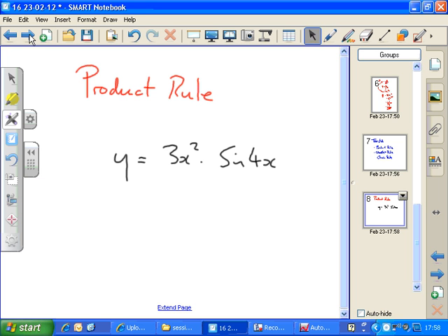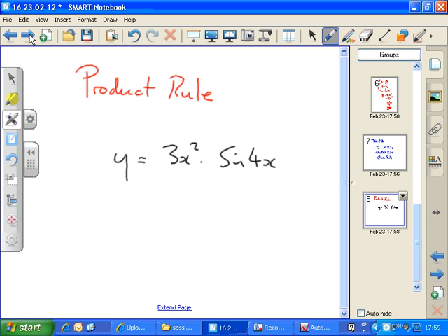Here's a function, y equals 3x squared times sine 4x. This is an example of where we would use the product rule. That's a 3x squared. Oh yeah, it looks a little bit like a question mark. If you really try hard, then it looks like a question mark. We use the product rule when we're multiplying one function by another function.